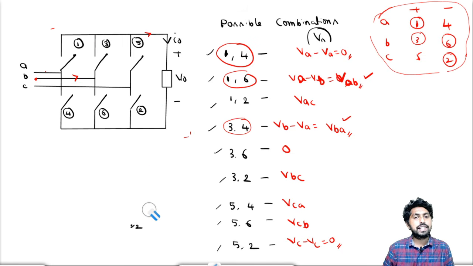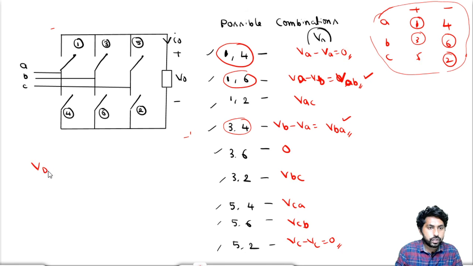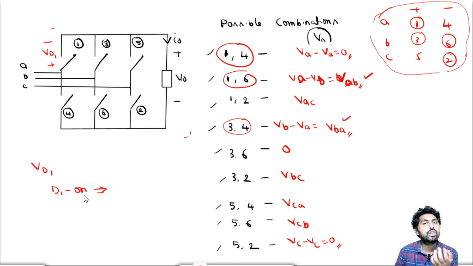VD1 is nothing but the voltage across diode D1. So how can I find the voltage across D1? When D1 is in on condition, what happens? When D1 is in on condition, the voltage drop across the switch is equal to 0. So when D1 is on, VD1 will be 0.